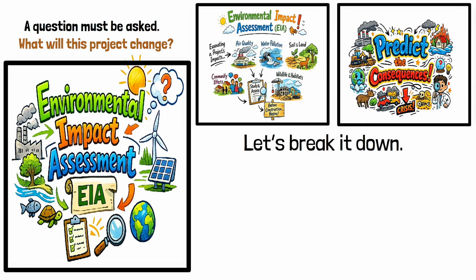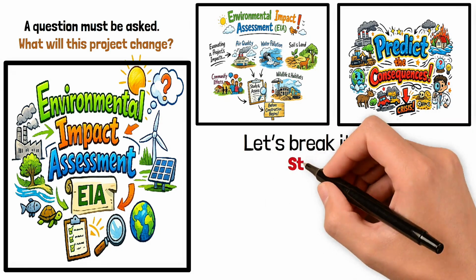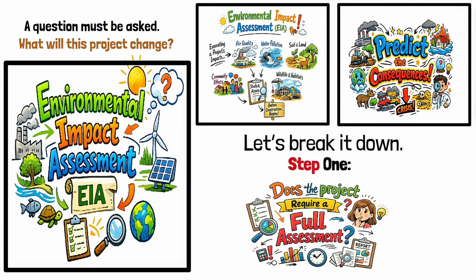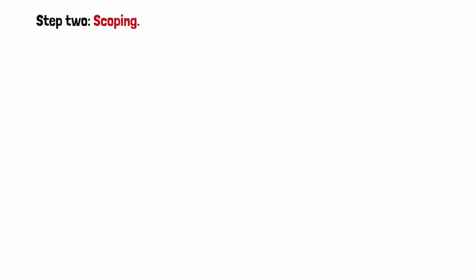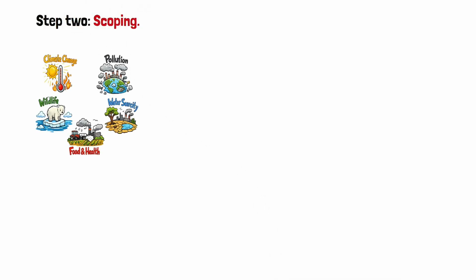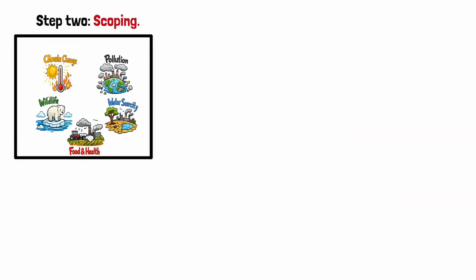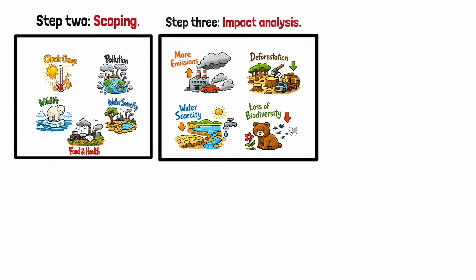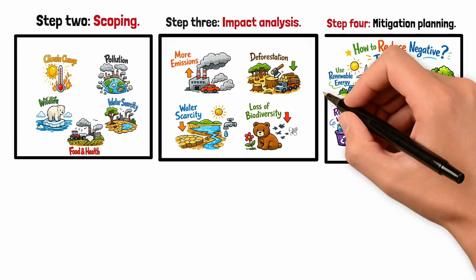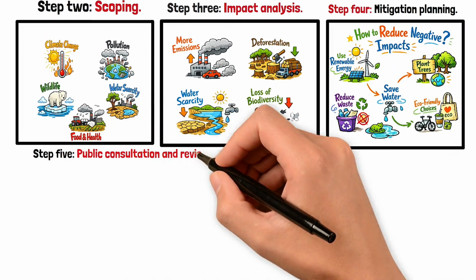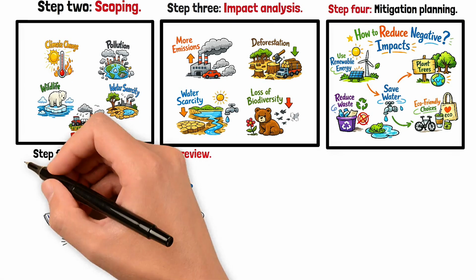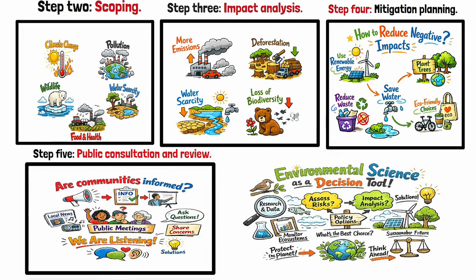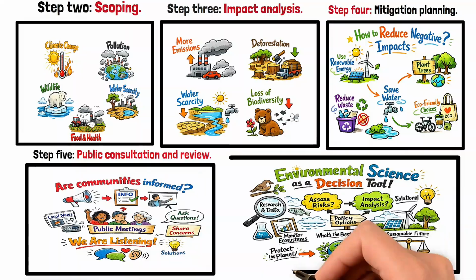Let's break it down. Step 1, screening. Does the project require a full assessment? Step 2, scoping. Which environmental factors could be affected? Step 3, impact analysis. How will emissions, land use, water flow, or biodiversity change? Step 4, mitigation planning. How can negative impacts be reduced? Step 5, public consultation and review. Are communities informed and concerns addressed? This turns environmental science into a decision tool.